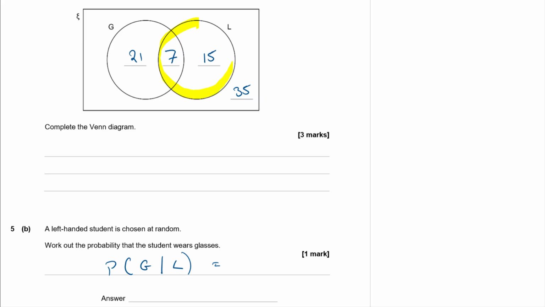So I can only pick from these people in this circle here. Okay, and so from that group of people, how many wear glasses? Well, it's going to be these ones in the middle, isn't it? They're the ones who wear glasses. So what's the probability of you picking one of those? Well, there are 7 of them out of a total of 15 plus 7. That's 22 altogether. So the probability of picking one of those is going to be 7 out of 22.